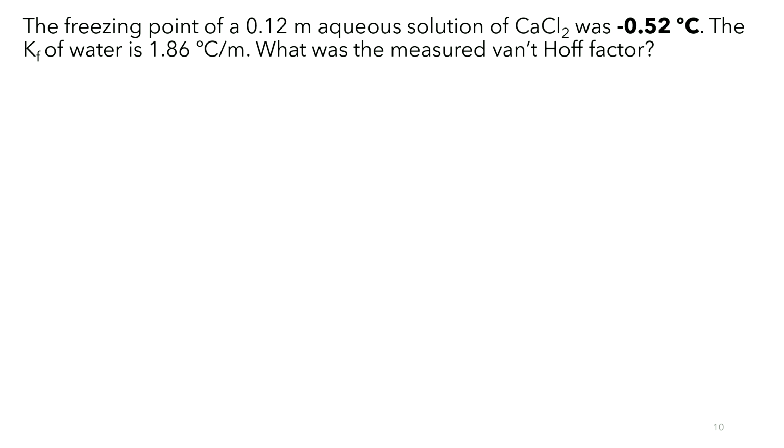A colligative property question, but about measured Van't Hoff factors. All right, the freezing point of a 0.12 molal aqueous solution of calcium chloride was negative 0.52 degrees Celsius, okay? The Kf of water is 1.86 degrees Celsius per molal. What was the measured Van't Hoff factor? And then on the next slide, I'll remind you why the Van't Hoff factor changes in reality from what we expect. Just, we're looking for what I measured.